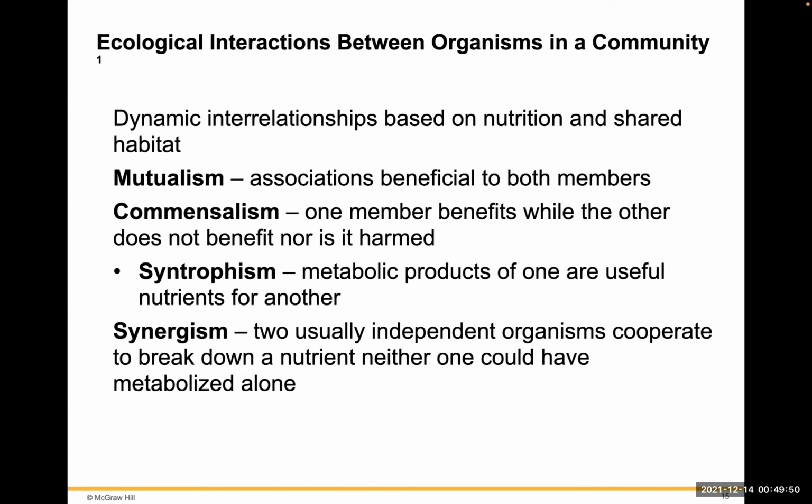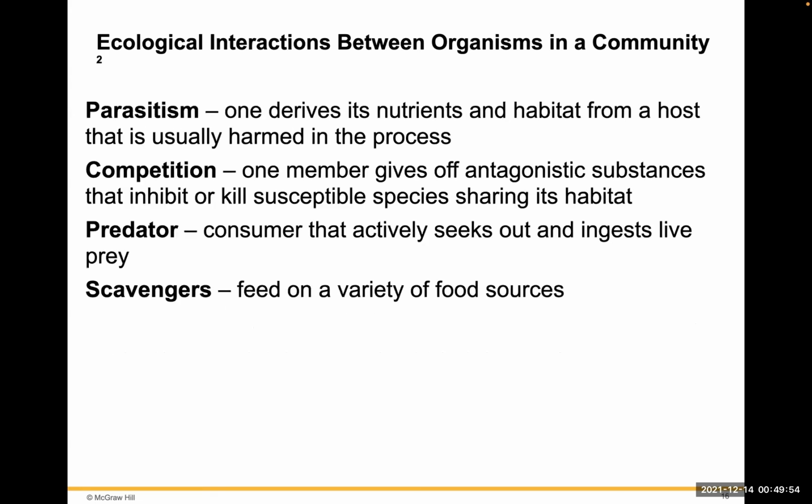So those are the different interactions between organisms in a community. Okay, you have parasitism. One derives its nutrients or habitat from a host that is usually harmed in the process. So just like a medical parasite that causes disease in humans or in other organisms. Okay, it uses the nutrients from one organism, breaks it down, uses the energy, and harms the other organism in the process.